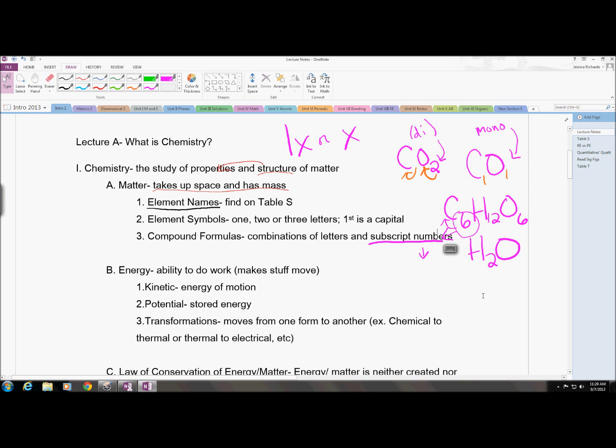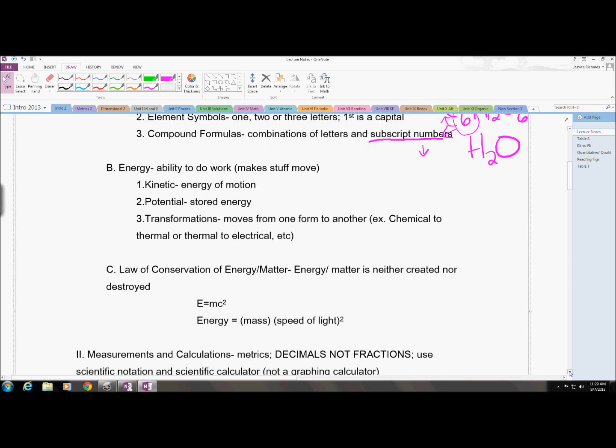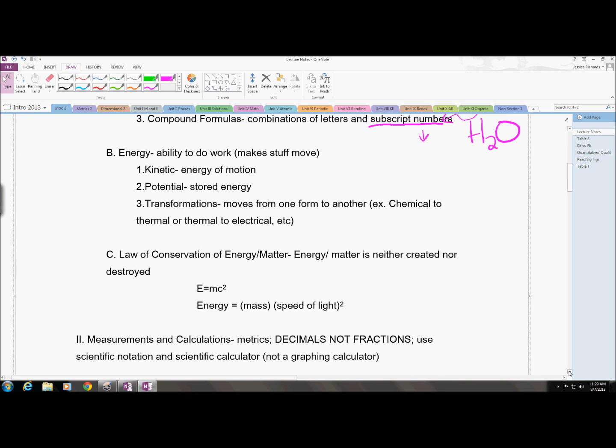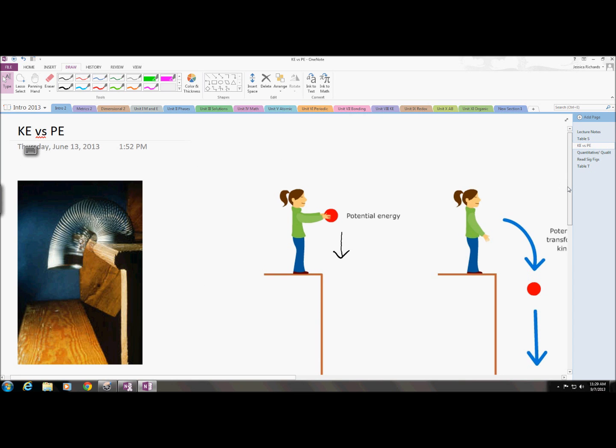We also are going to talk about energy this year because one of the properties of matter is energy. So energy is going to be defined as the ability to do work. Basically, we're going to make stuff move. We don't typically think of everything around us as moving all of the time, but the individual molecules and the individual atoms of the things that surround you right now are all moving. So kinetic and potential, you probably remember. Kinetic energy is going to be the energy of motion.